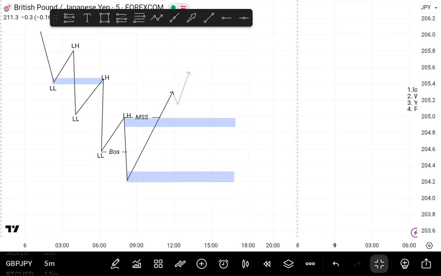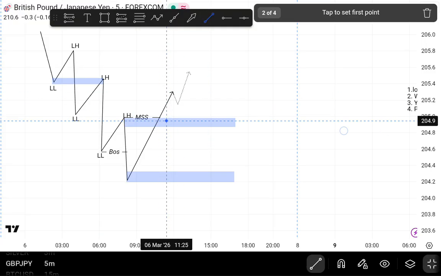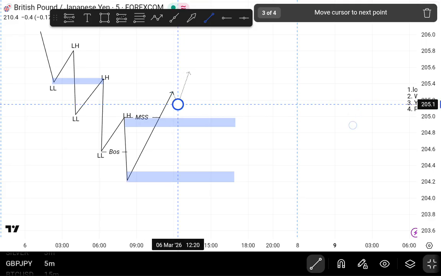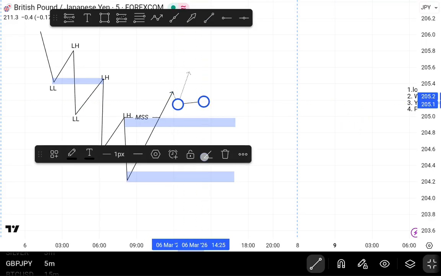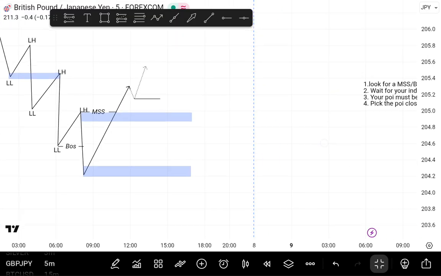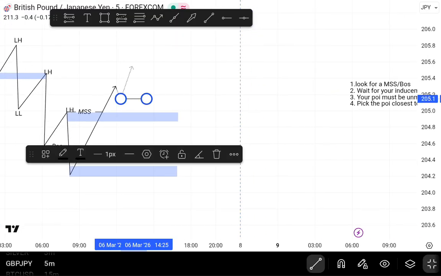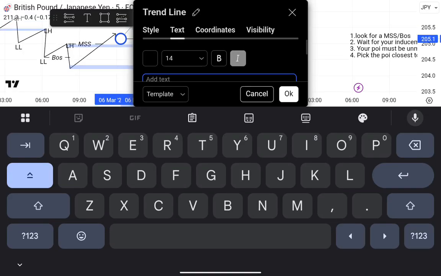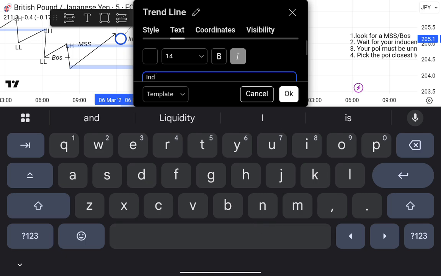So with this now, we have an MSS here. Then after the MSS, which is this break of structure shift, the next thing is our inducement liquidity. This first pullback after the break of structure is our inducement liquidity. That's why I'm using liquidity.